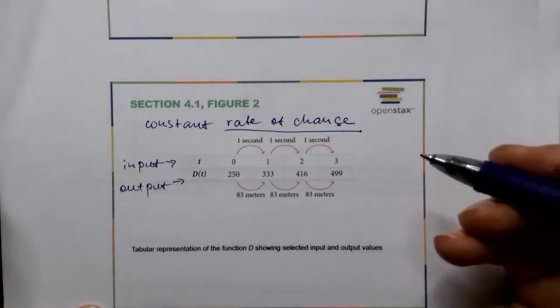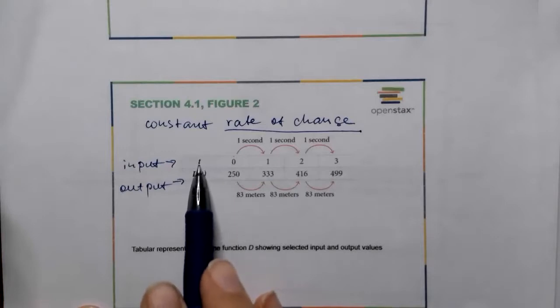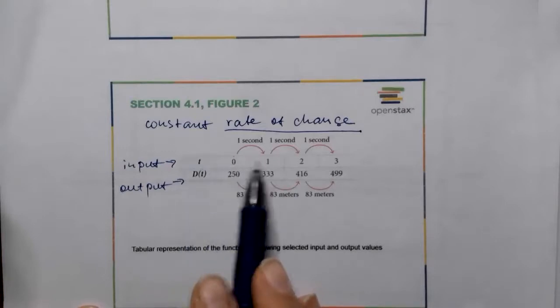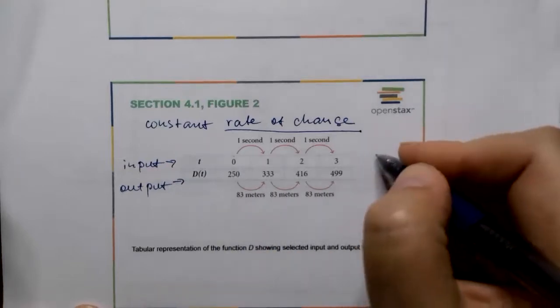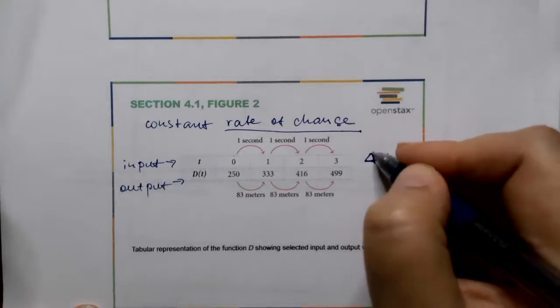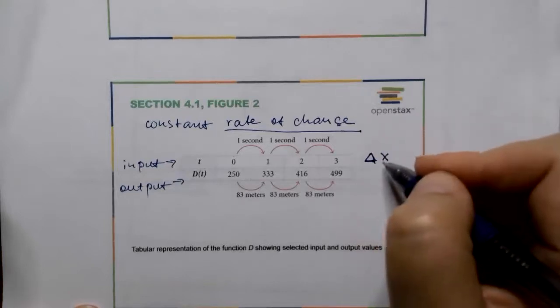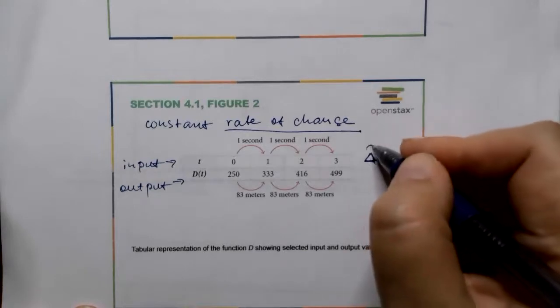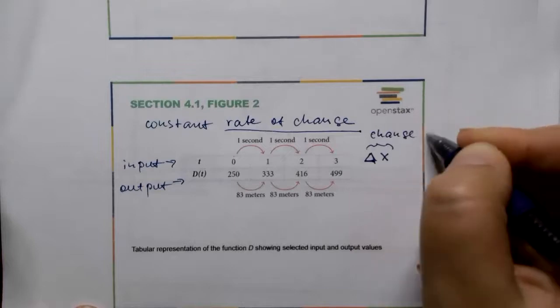What does that mean? Well, that means that as long as these increments for the input values are the same, and we're calling those increments delta x. That's the notation, a little triangle that we read as delta, and this represents the change in x.